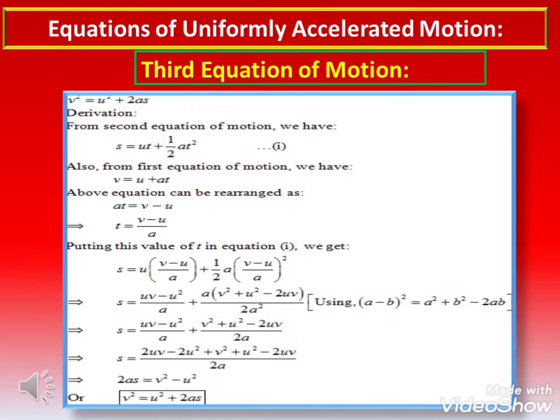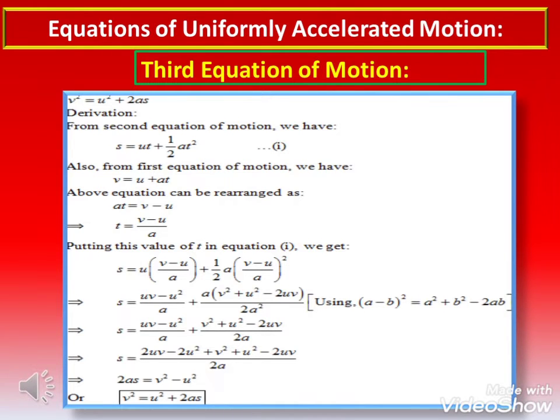Third equation of motion, v square is equal to u square plus 2as, where v is the final velocity, u is the initial velocity, a is the acceleration, s is the total distance covered by the object. Now let us see how to derive this equation.